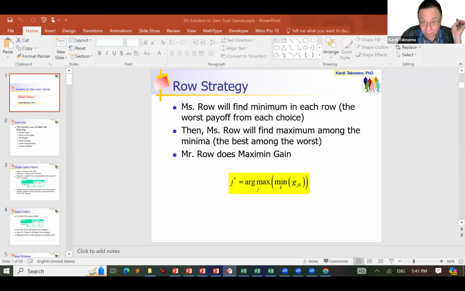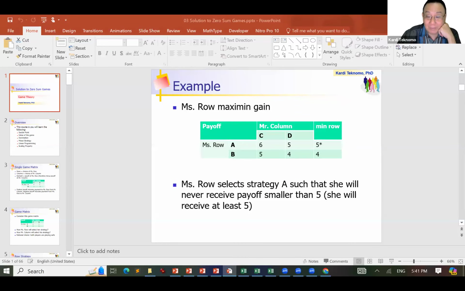Okay, so you get the minimum across all columns, and then you get the argument, which row you will choose. Okay. Let's see an example. So this is Miss Row. This is the payoff matrix, right? So then what you will do, you get the minimum in each row. So 6 and 5, 5. 5 and 4, 4 is the minimum, right?